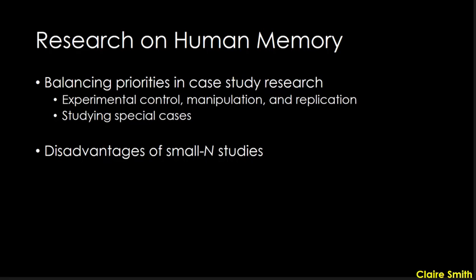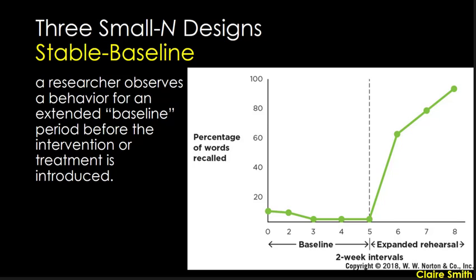Okay, so moving on though, there's three different designs for small N experiments that we're going to talk about. So the first is called a stable baseline design. In a stable baseline design, researchers observe a behavior for an extended period of time called the baseline before an intervention or treatment is introduced. So most of the small N designs are going to be more focused on some sort of intervention.